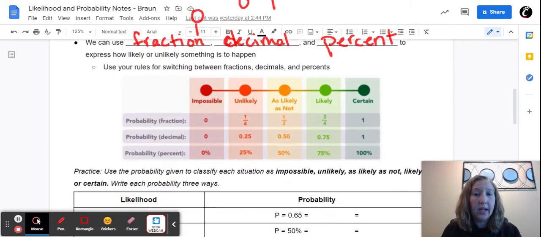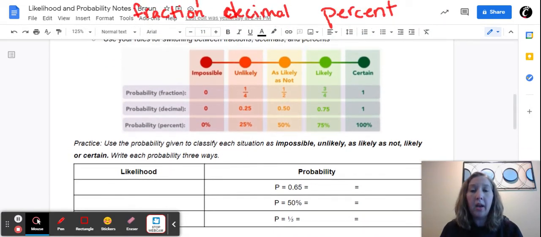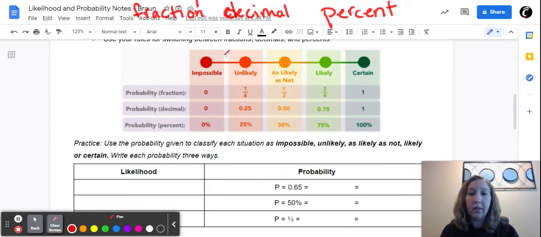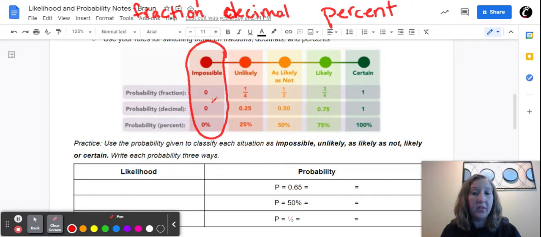All right, so if we look at this next chart, we have 3 different outcomes that have a specific fraction, decimal, and percent assigned to it. So if we look down here at impossible, if something is impossible, that means there is no chance that it could happen. That means it has a probability of 0 or 0%. So our fraction is 0, our decimal is 0, our percent is 0. There is no other fraction, decimal, or percent that we could write for an impossible outcome.